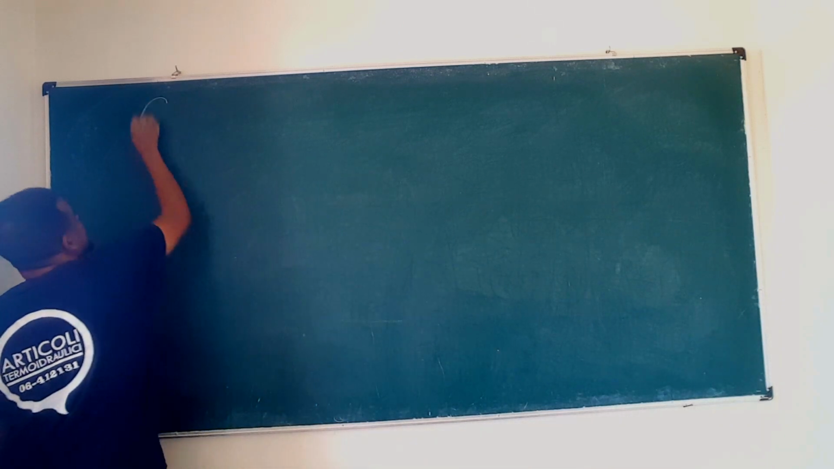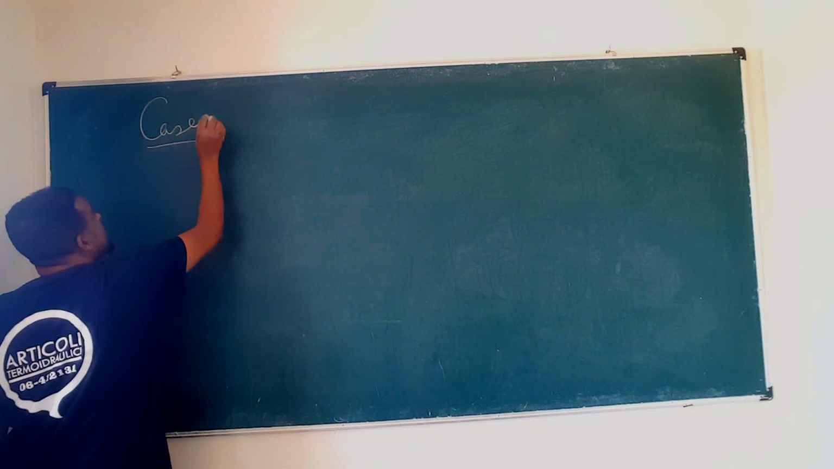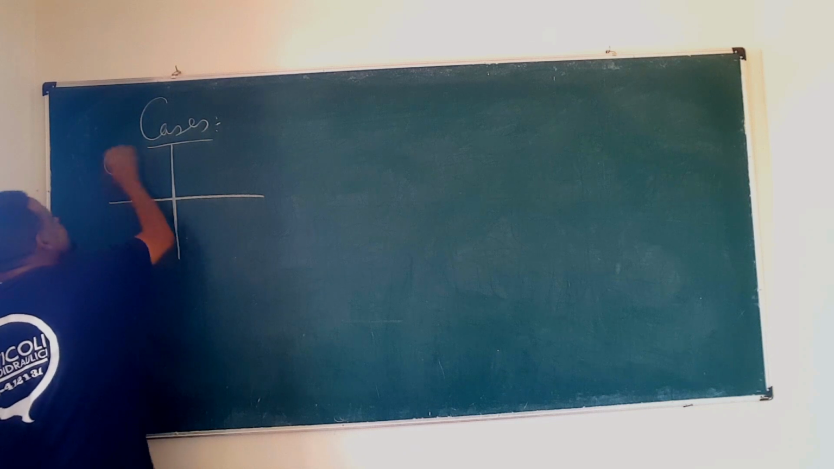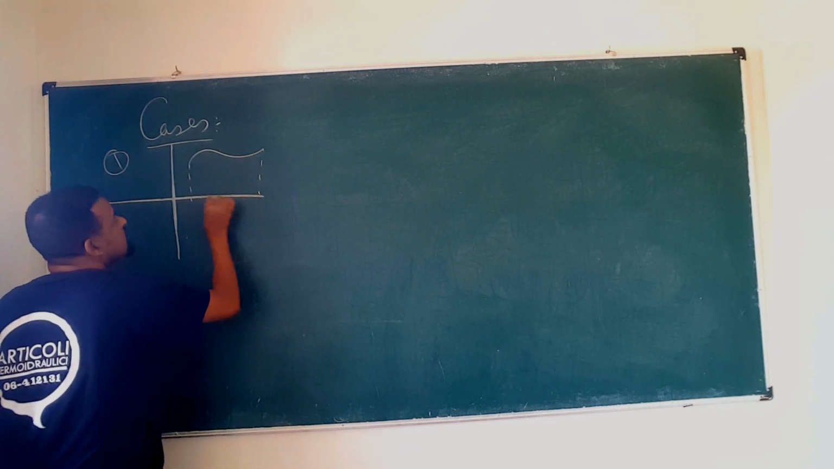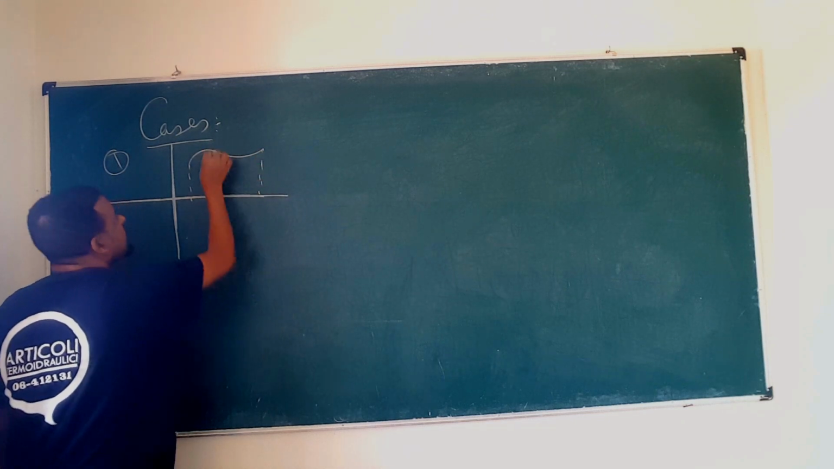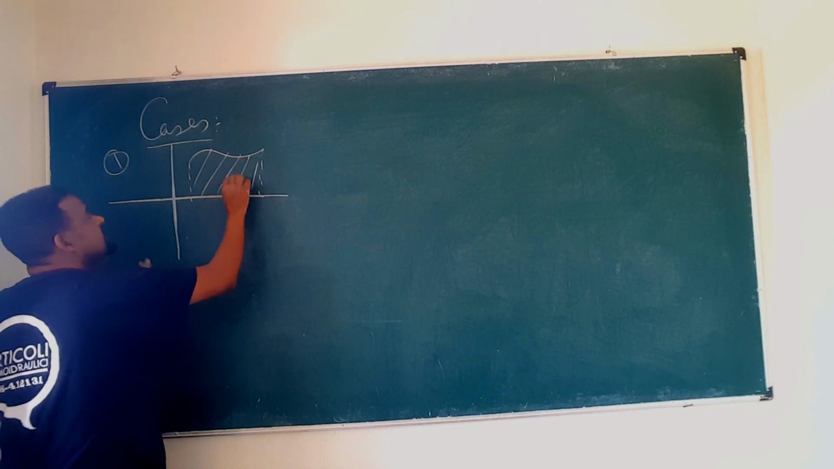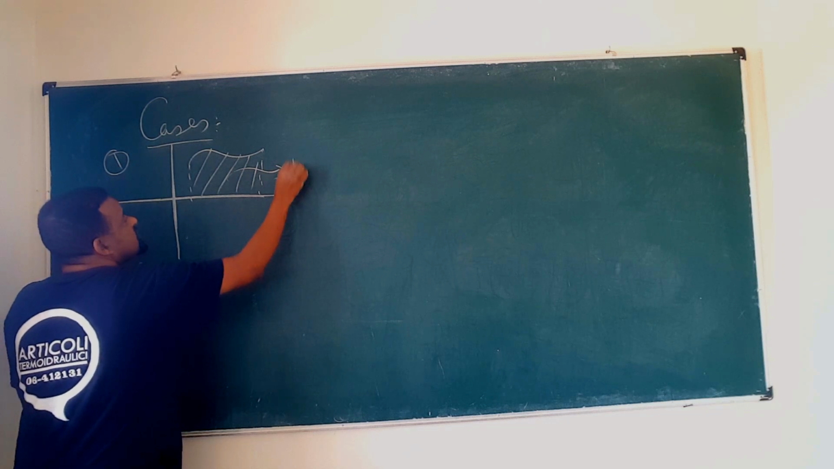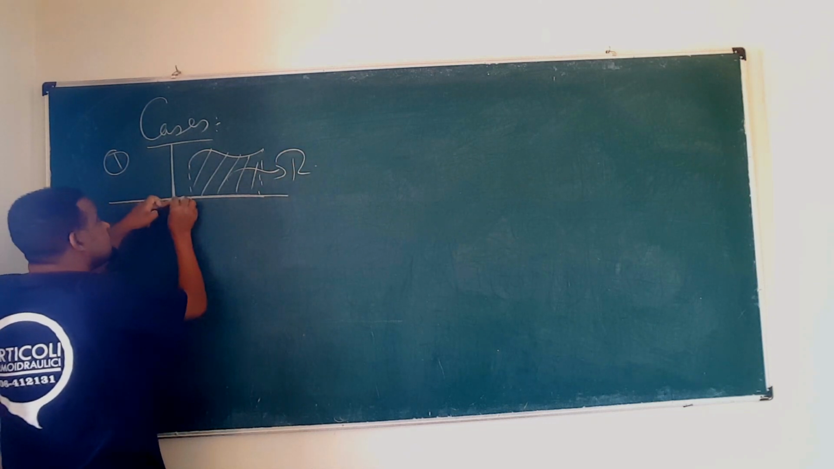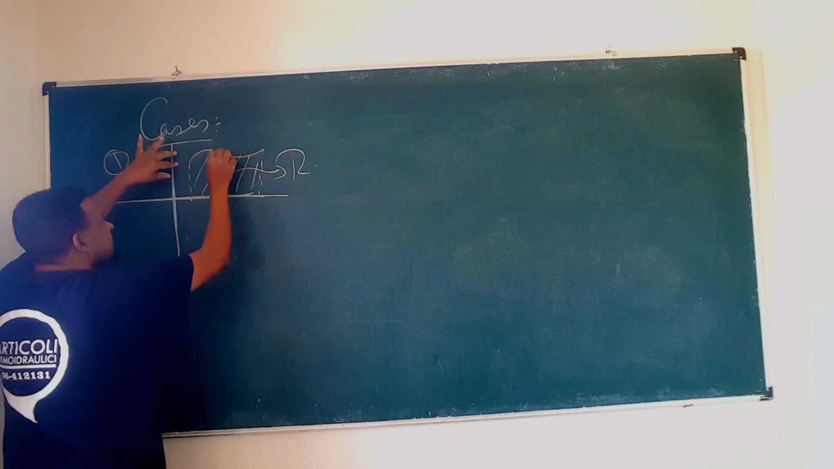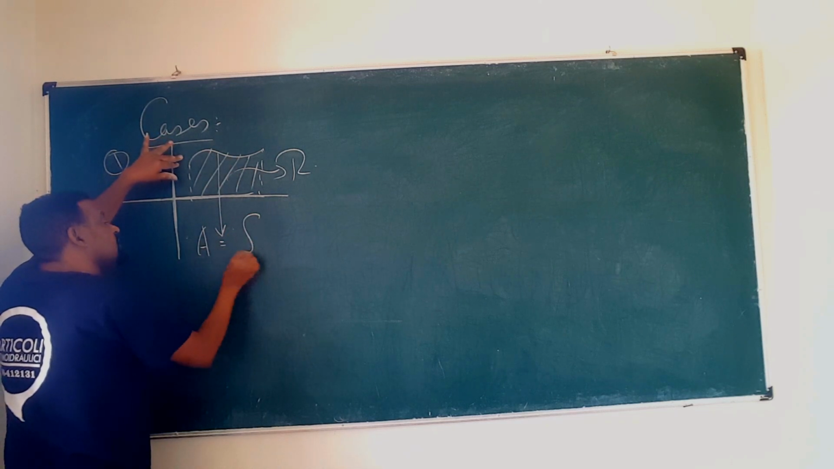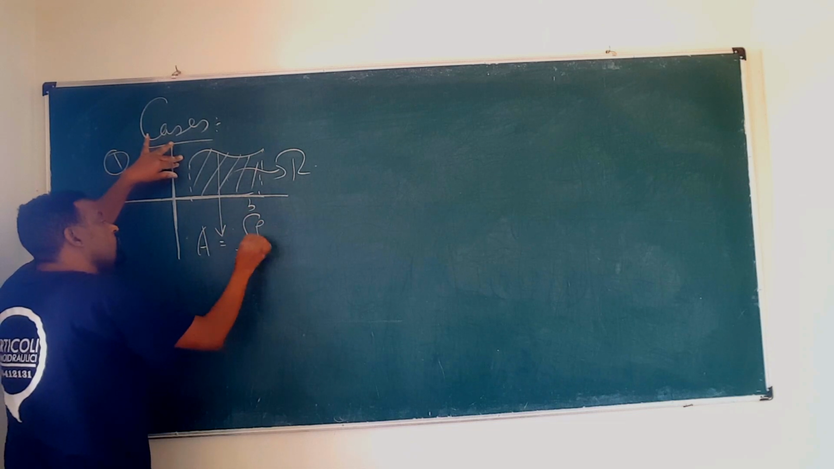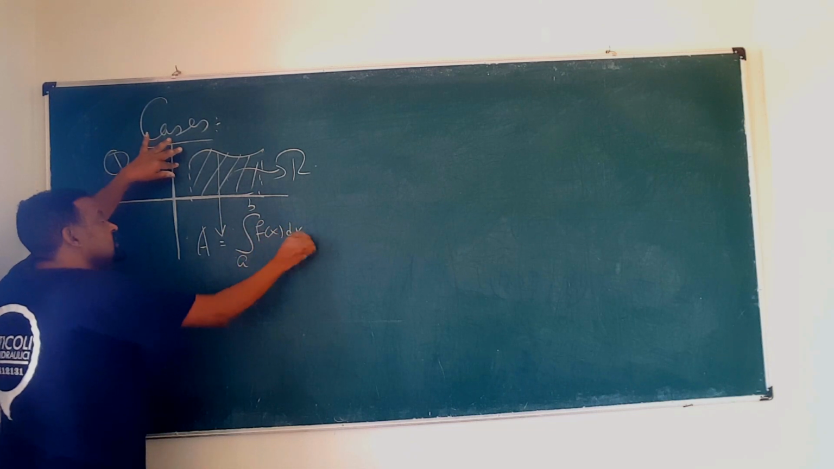There are some cases in finding the area. The first case is that the region might be like this, as I have shown you in the previous diagram. This is the region. In this case, the region is above the x-axis, so the area will be the definite integral from a to b of f of x dx.